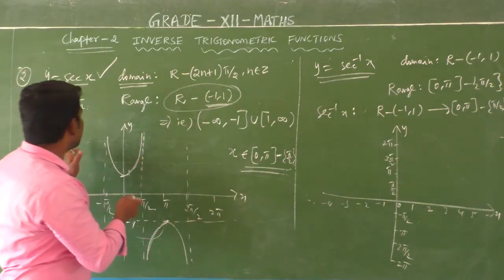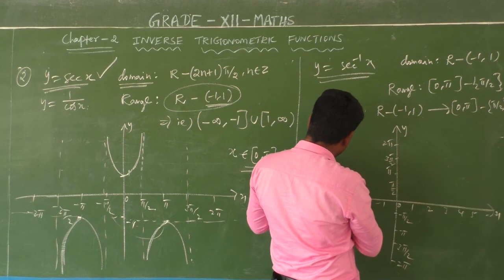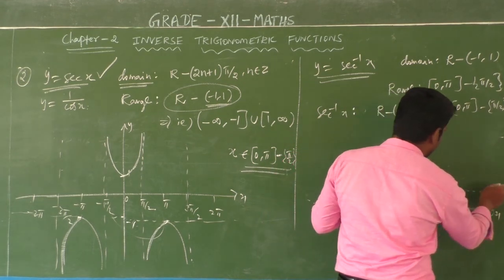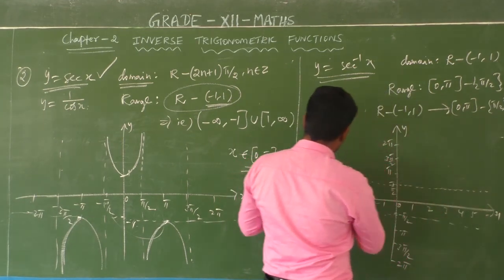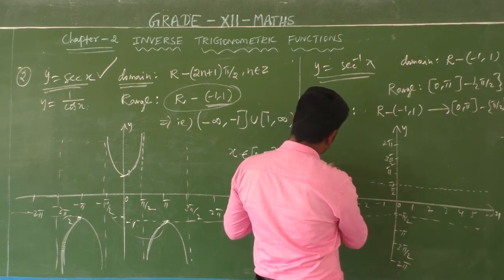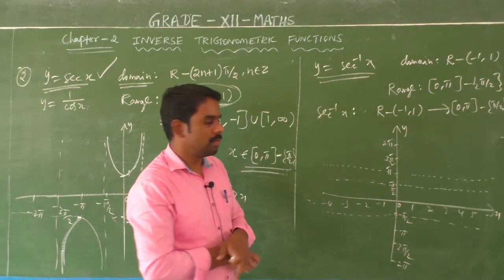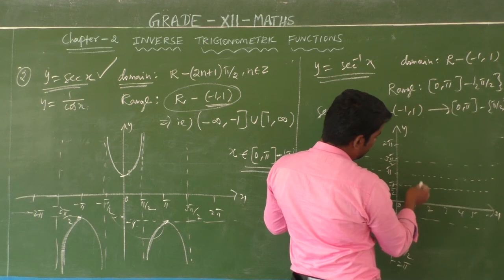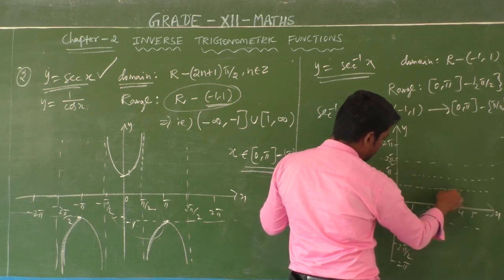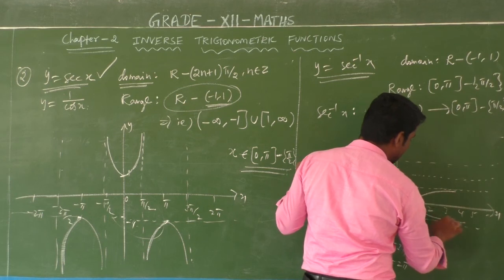Listen, this curve is the secant x curve, and for secant inverse x, at x equal to pi by 2 this curve does not exist. This is y equal to pi by 2, and this is y equal to minus pi by 2. This is 0 comma pi, 3 pi by 2. This is the secant inverse x curve.